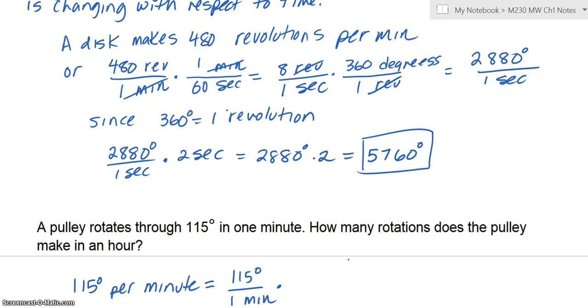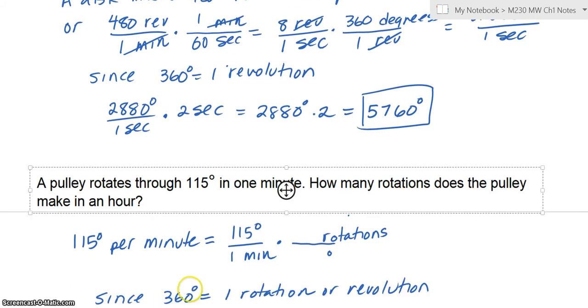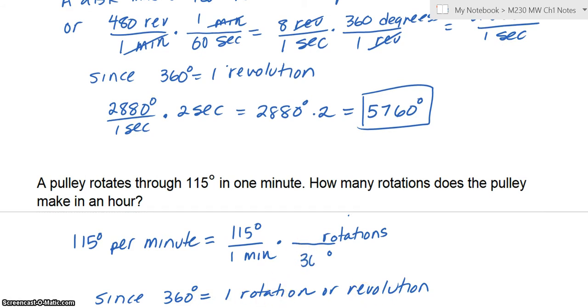And we want to know rotations, and we're in degrees. So I'm going to go from degrees to rotations. And rotations is very similar to revolutions. It's the same thing. 360 degrees is 1 revolution or 1 rotation. So I'm going to put 360 here and 1 there. So I'm going to divide by 360. Might as well do this all at the same time, so that we'll get rid of the degrees, because they want to know not how many rotations it does per minute, but per hour.